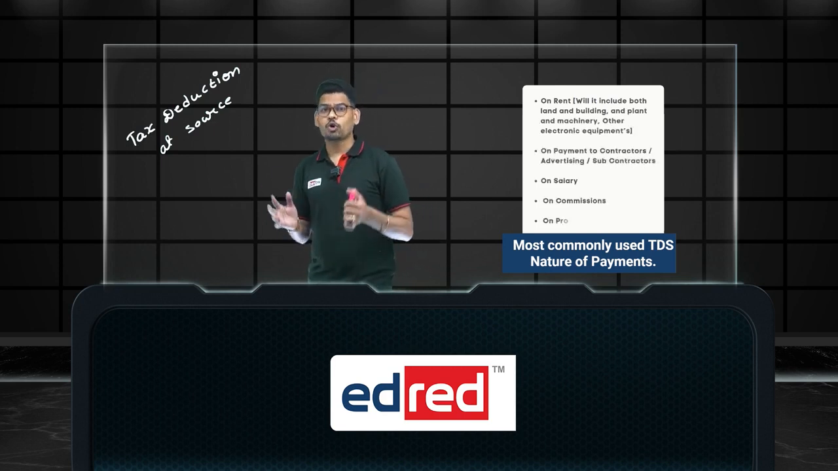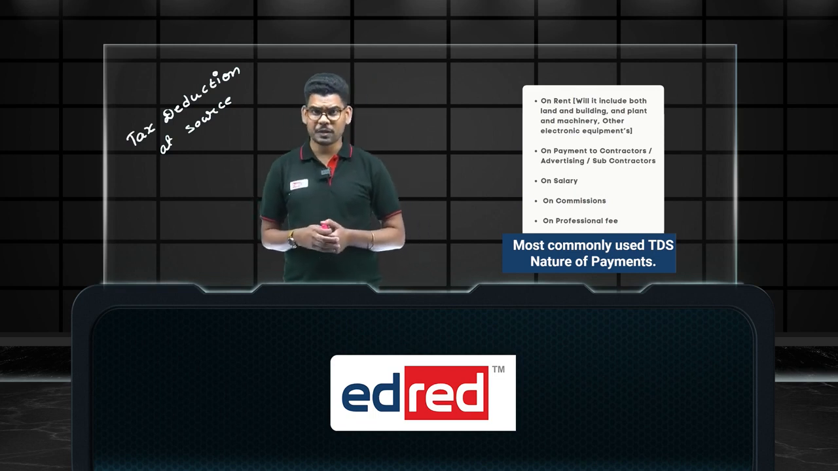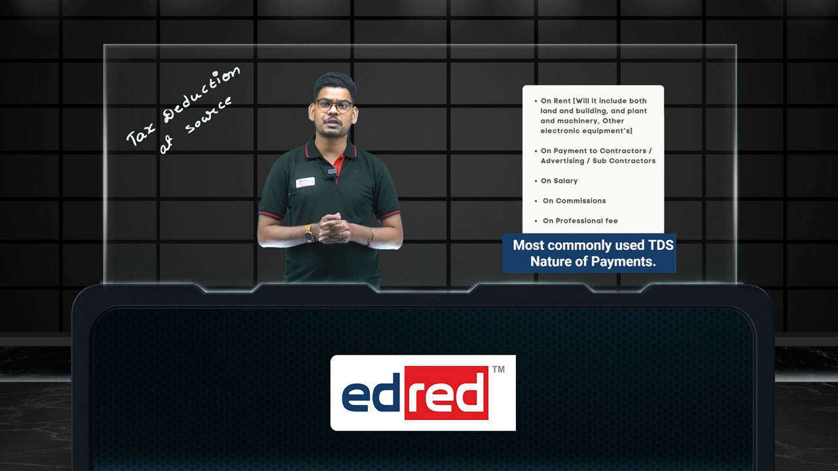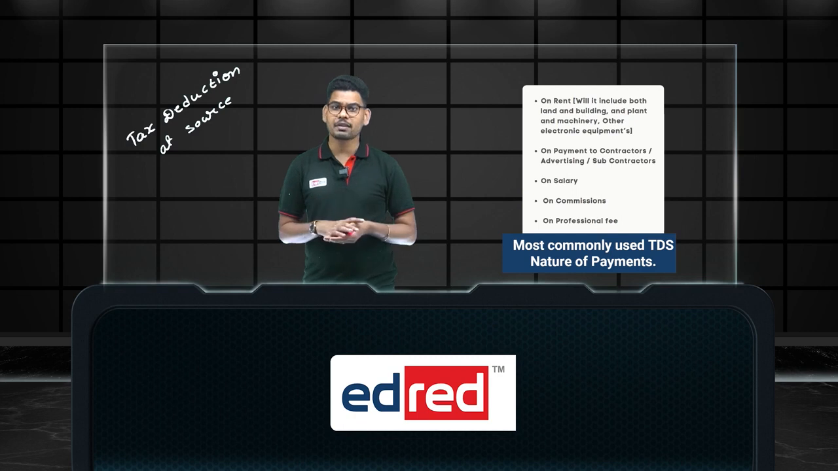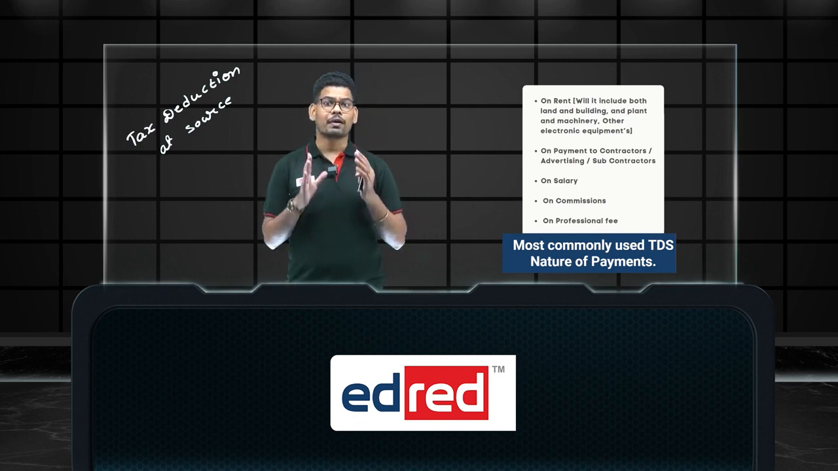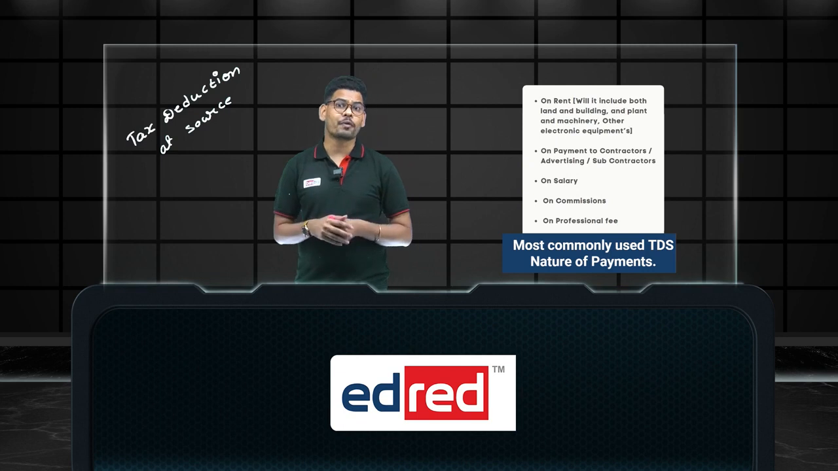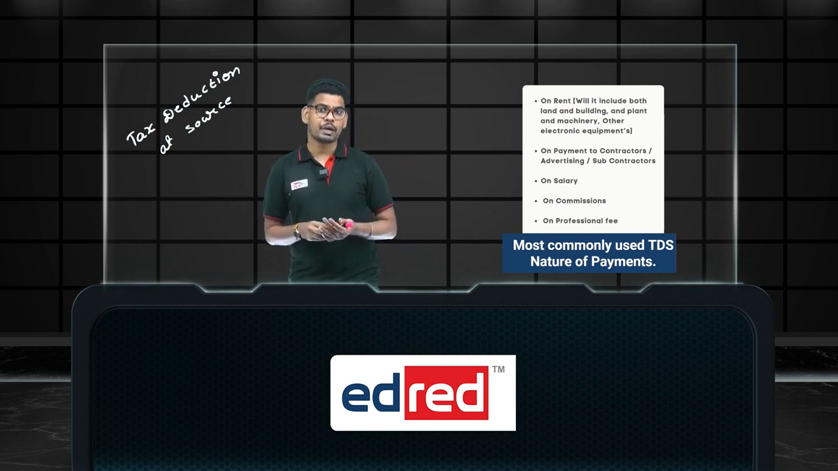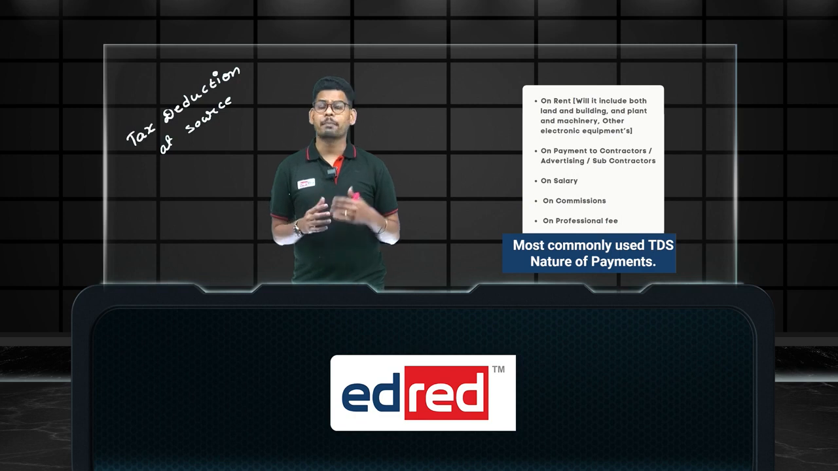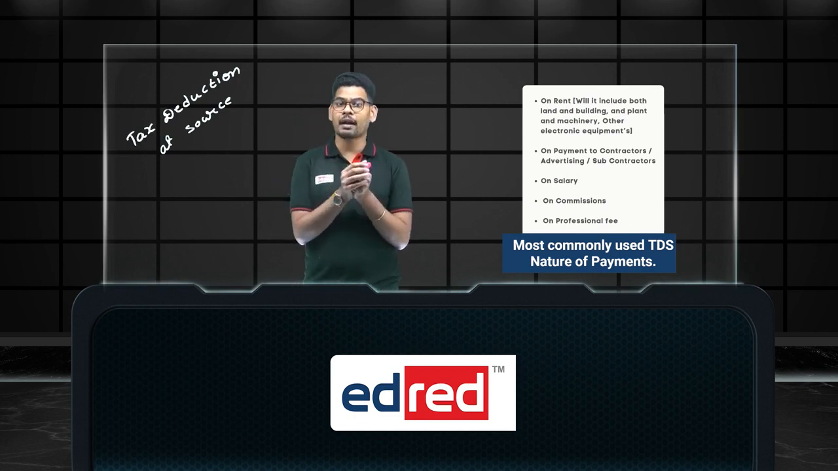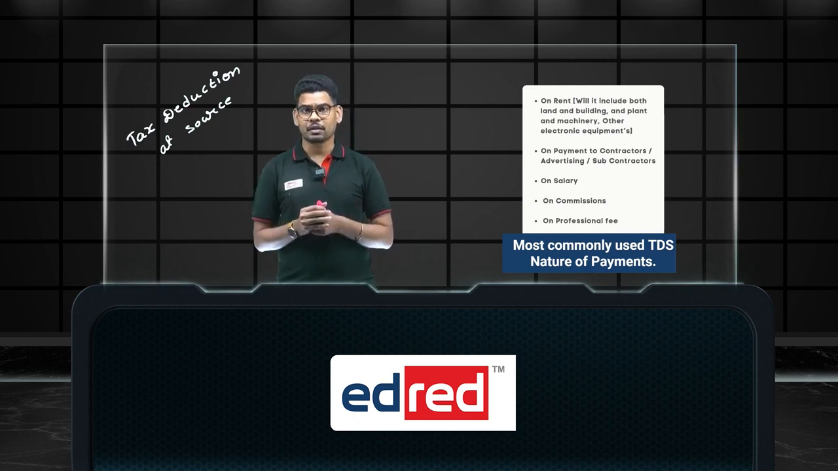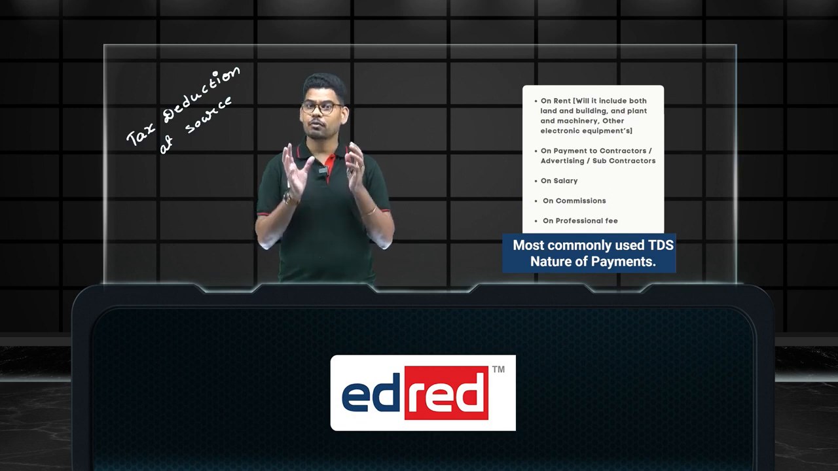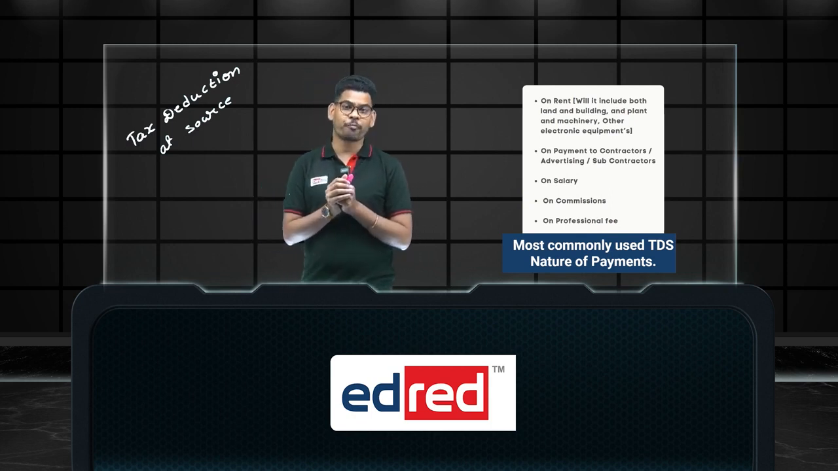So here, what are the most commonly used TDS nature of payments? We have n number of TDS nature of payments. The most commonly used ones are, you can see, rent. Whoever pays rent should deduct the TDS. The second one is payment to contractors. When we make a payment to any contractor, or we pay for an advertising service taken from a company, or any service taken from a subcontractor, against that service we make a payment. Yes, this is a most commonly used nature of payment.